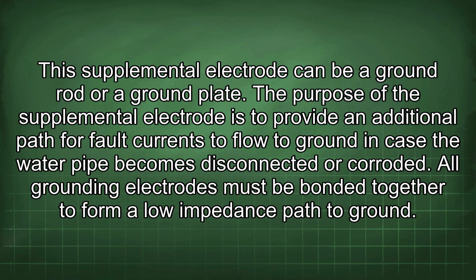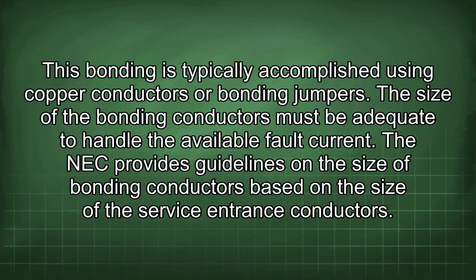All grounding electrodes must be bonded together to form a low impedance path to ground. This bonding is typically accomplished using copper conductors or bonding jumpers. The size of the bonding conductors must be adequate to handle the available fault current. The NEC provides guidelines on the size of bonding conductors based on the size of the service entrance conductors.